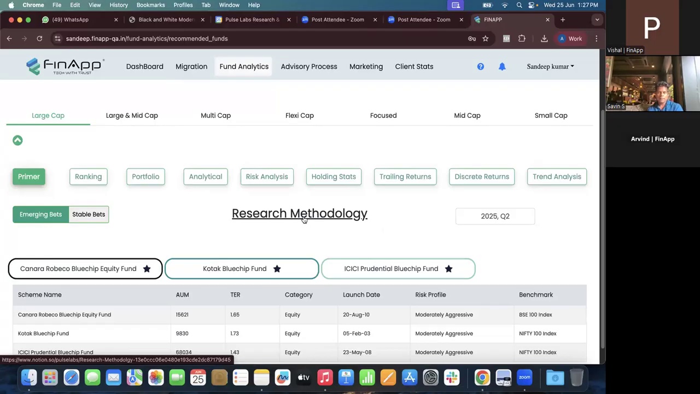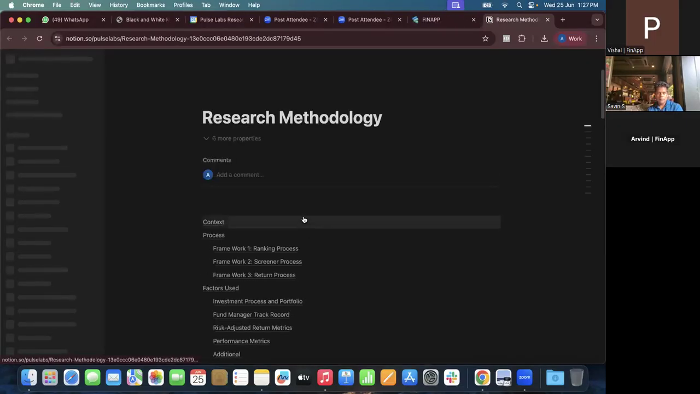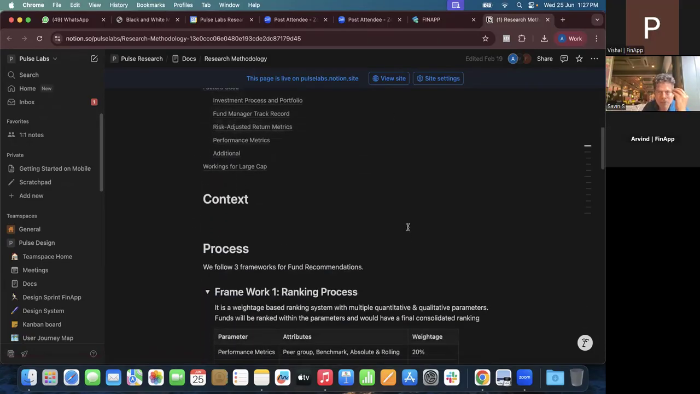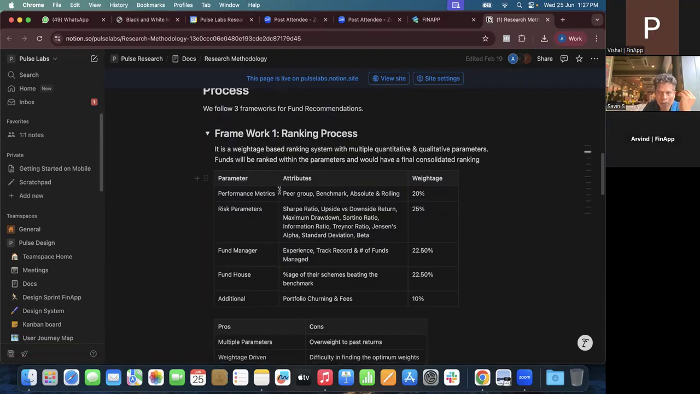So we have a research methodology which is documented for you. What is the research methodology? We've got a ranking process, screener process, and returns process. This is available to you as a distributor partner. You should be aware of how we are ranking. So we've got peer group benchmark, absolute and rolling returns, 20% weightage. These are the different ratios which have got 25% weightage. Then the fund manager also plays a very important role. He's got about 22.5% weightage.